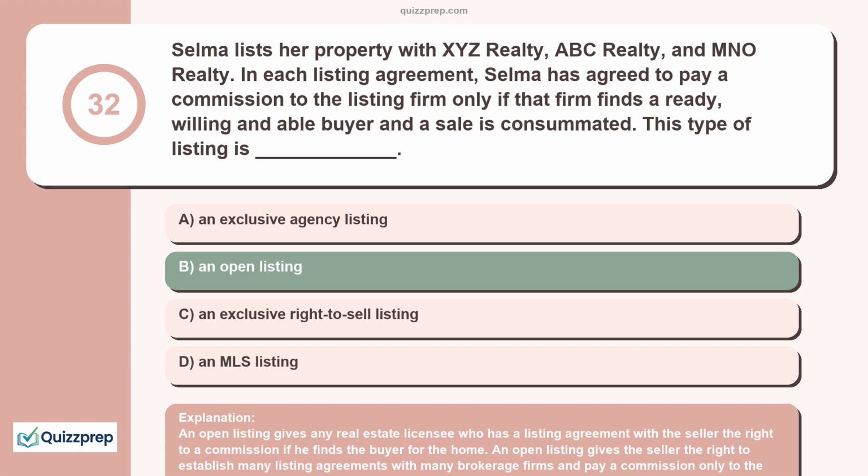An open listing gives any real estate licensee who has a listing agreement with the seller the right to a commission if he finds the buyer for the home. An open listing gives the seller the right to establish many listing agreements with many brokerage firms and pay a commission only to the firm that finds the buyer.